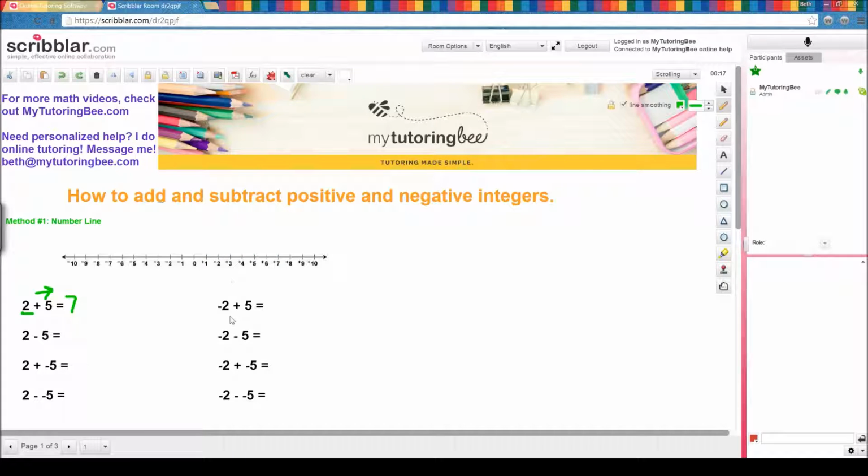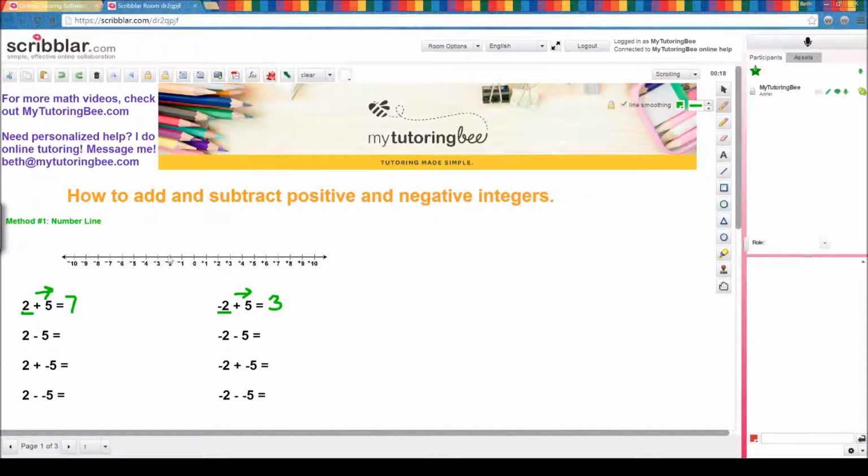This one does have a negative integer. So we're going to start at negative 2 this time. And we're still adding 5, so it's still a positive direction. We're just starting at a different point on the number line. So we're starting at negative 2, but we're still moving to the right 5 spaces. 1, 2, 3, 4, 5. And this just puts us at a different position on the number line when we end up at positive 3 this time. So again, you can see, when you're adding, you're moving to the right.